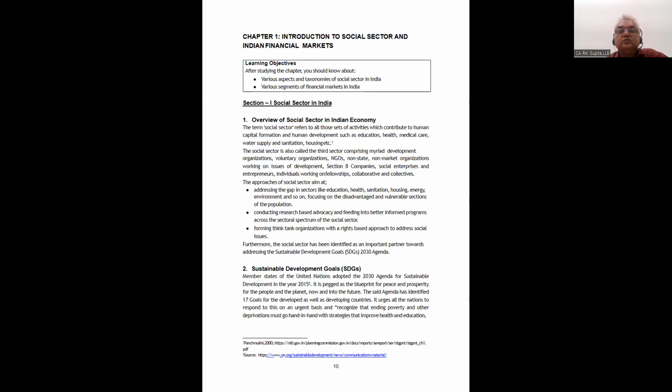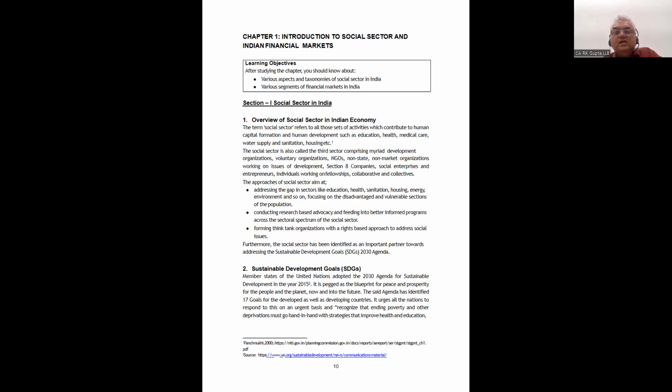The social sector is also called the third sector. So there could be a question on this, whether this social sector is called first sector, second sector, third sector, prime sector, or prominent sector. So this social sector is also called the third sector, comprising myriad development organizations. Myriad means a lot of development organizations, voluntary organizations, NGOs, non-state, non-market organizations working on issues of development.